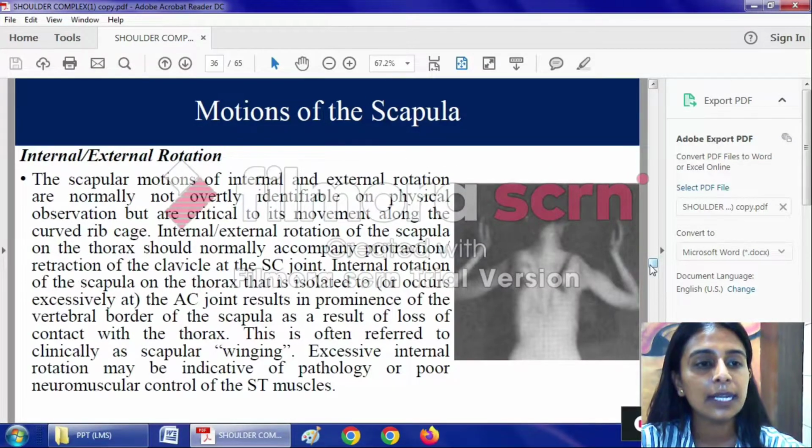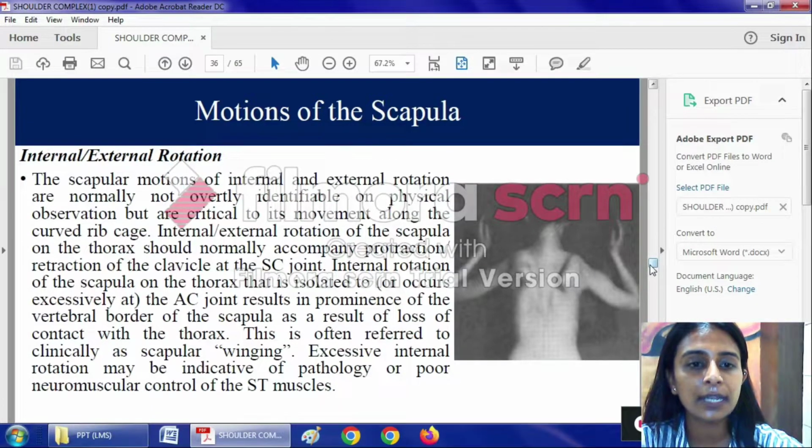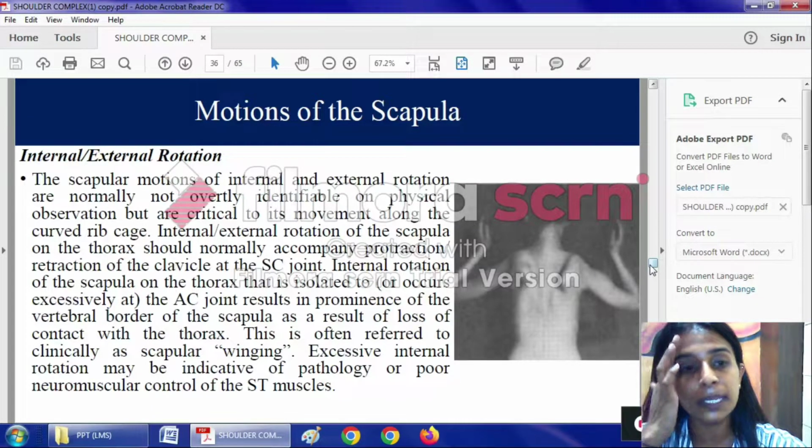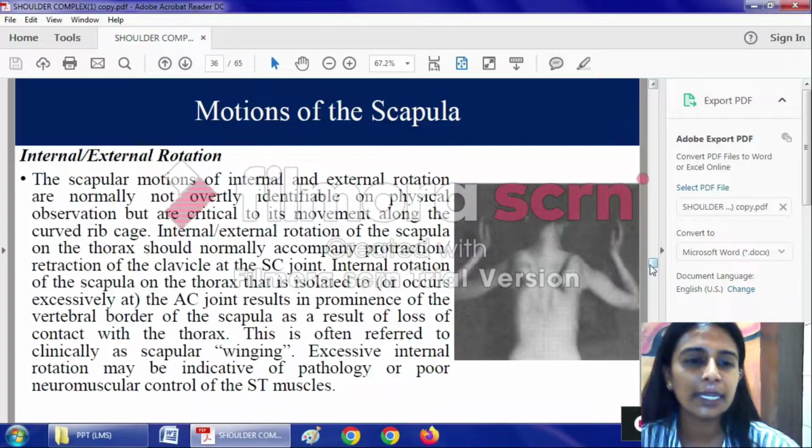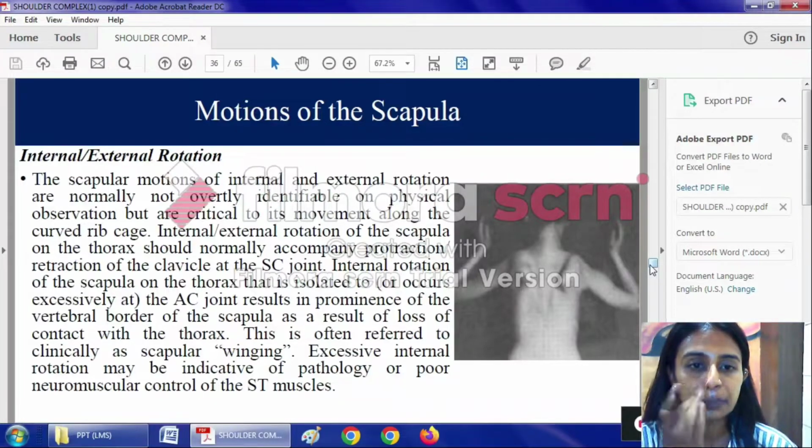Now, internal and external rotation. The scapular motions of internal and external rotation are normally not overtly identifiable on physical observation, but are critical to its movement along the curved rib cage.